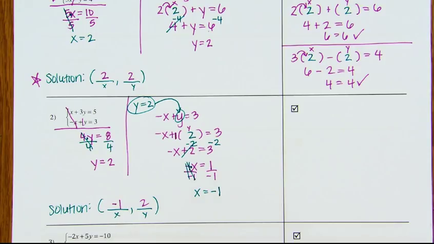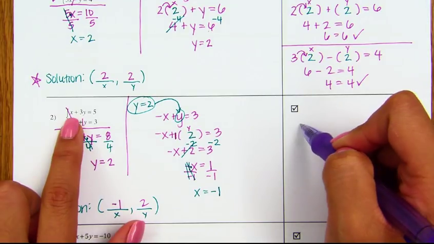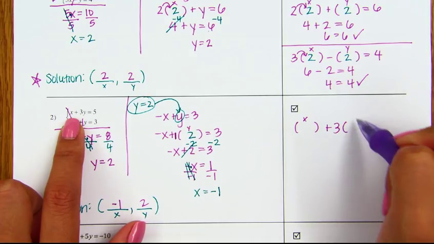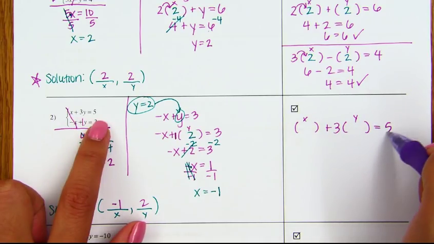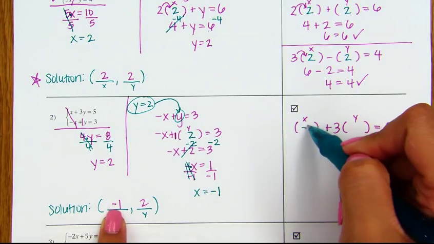Now, hopefully, you've also checked your work. So let me show you how that could have been done as well. For the first equation here, we have x, so parentheses for x, plus 3 parentheses for y. It should equal 5. So for x, according to my work, it is a negative 1.